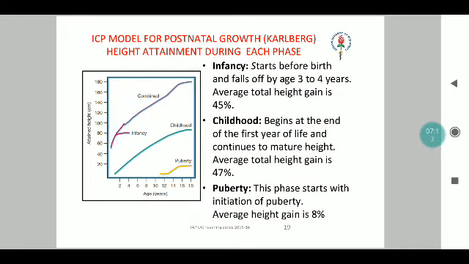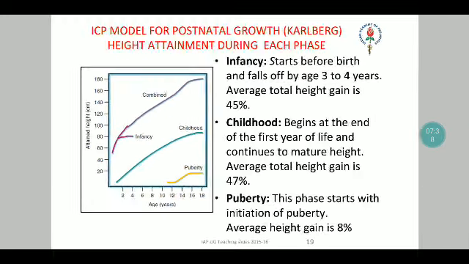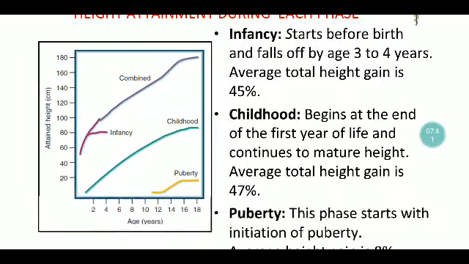If you consider the Karlberg model, the ICP model, for attaining height: in infancy, it tends to start and fall off by age 3 to 4 years, and the overall height gain is 45%. In childhood, it begins at the end of the first year of life and continues up to mature height, so the average total height gain is 47%, and 8% of height is gained during puberty. This is called the ICP or the Karlberg model, as you can see in this chart.